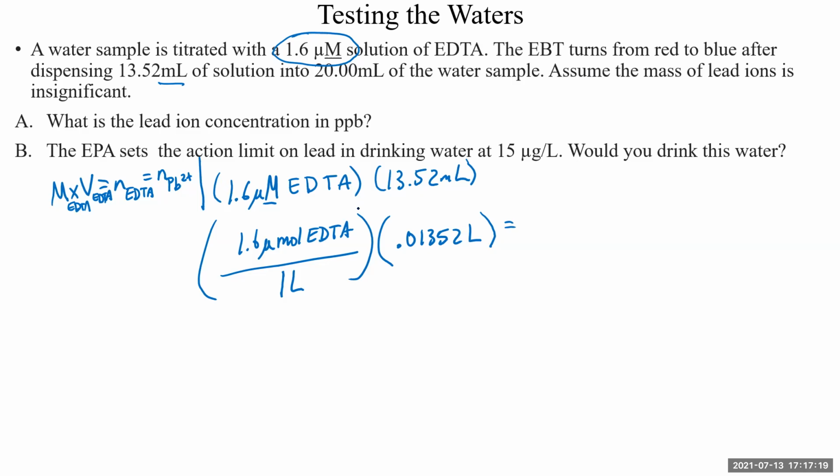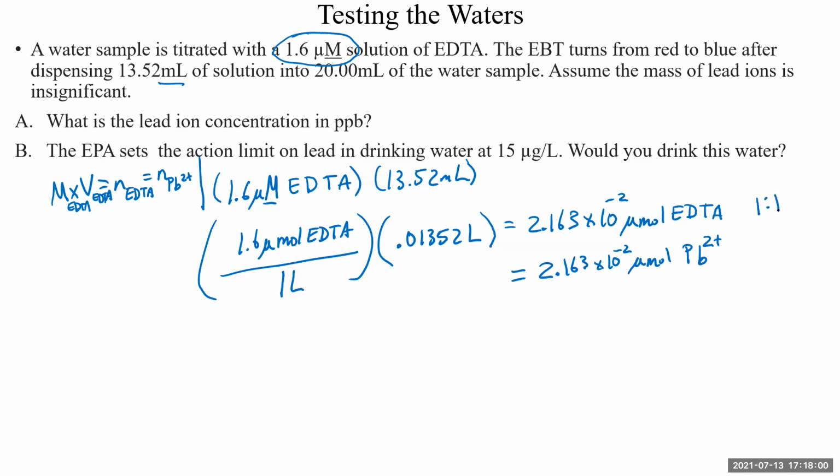So these two statements are exactly equivalent. All I did was transform the units to something a little bit more reasonable. So 1.6 multiplied by 0.01352 gets me to 2.163 times 10 to the negative 2 micromoles of EDTA, which equals exactly the same number, 2.163 times 10 to the minus 2 micromoles of lead ions. We know that because it's a 1-to-1 mole ratio of EDTA to lead.